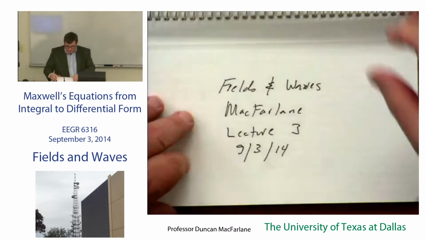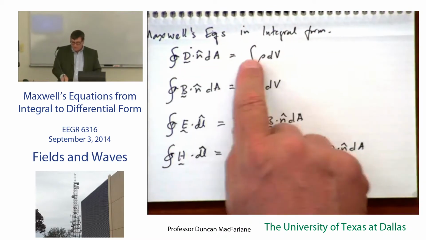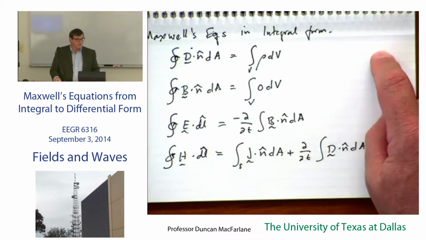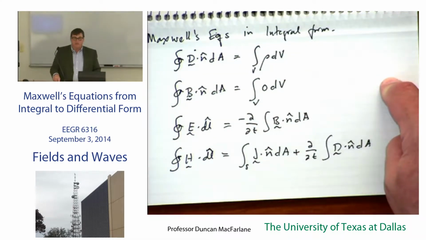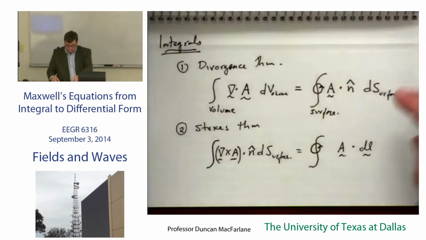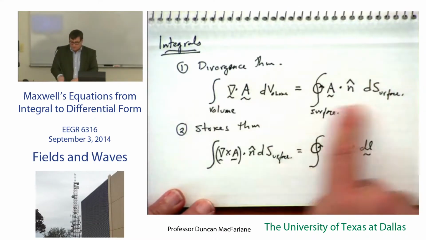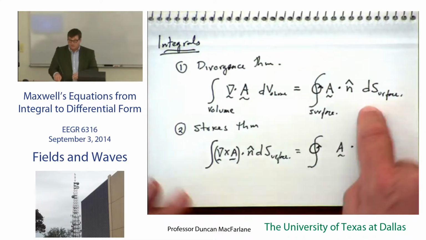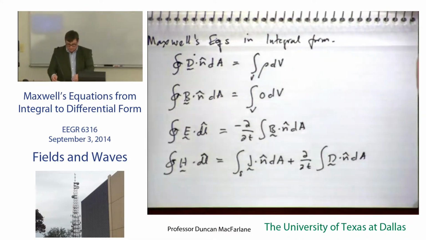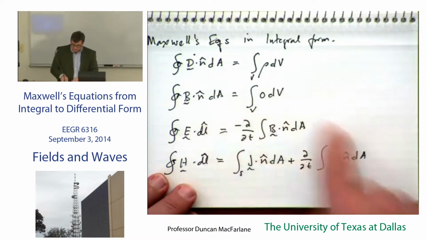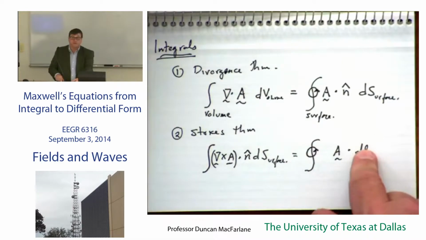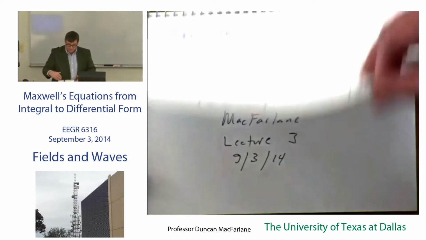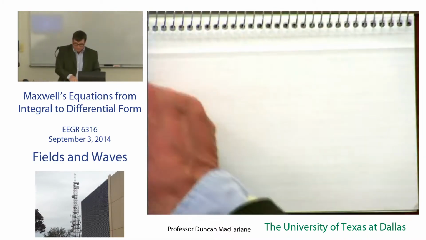So what I've done is I've taken this equation here, and I've gone to a Maxwell's equation in differential form. I've taken this equation here, and I've converted the integral equation into a differential equation. And I've done that using the divergence theorem. Okay? And what I'll now do is take these guys here, and convert them using Stokes' theorem to an equation in differential form.